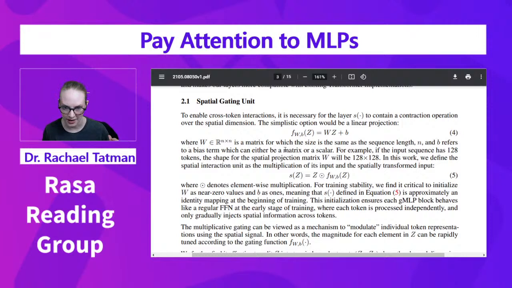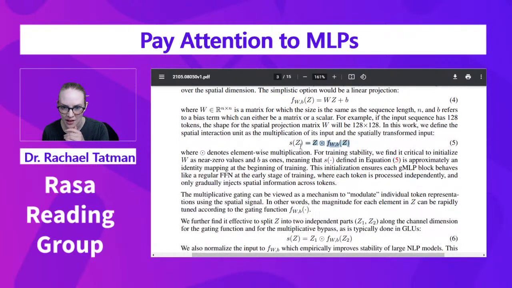Which can either be a matrix or a scalar. For example, if the input sequence has 128 tokens, the shape for the spatial projection matrix W would be 128 by 128. In this work, we define the spatial interaction unit as the multiplication of its input and the spatially transformed output. So this is what usually happens in a neuron. And when there is the case of the identity, which I think we're going to get to in a little bit, it's just a feed-forward network. It's just like a basic MLP. And when it's not, then we get here.